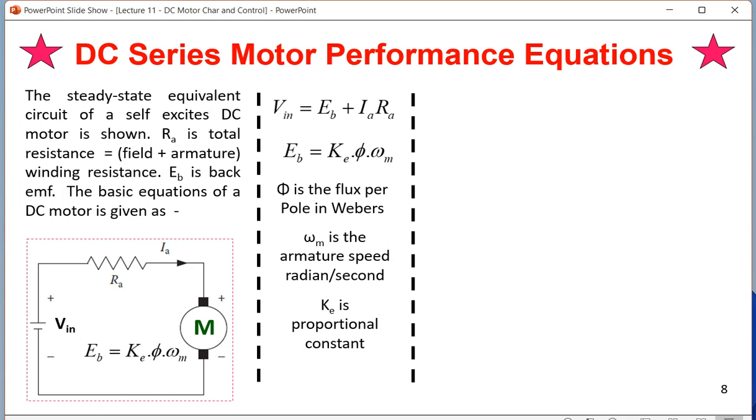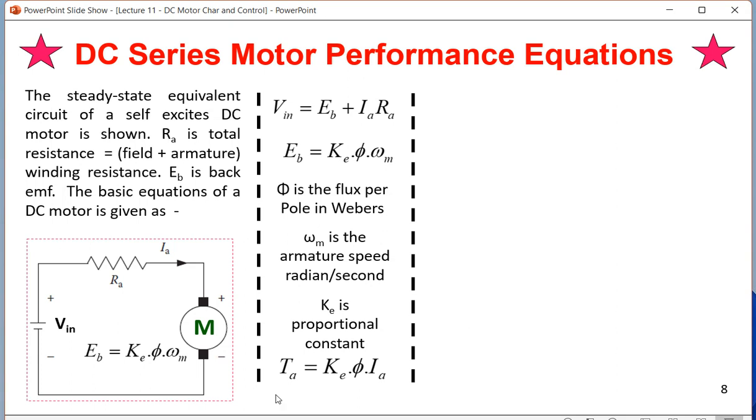So phi is the flux per pole in Webers. You can control this flux per pole by controlling the field current, and omega m is the armature speed in radians per second. Sometimes it is called N. N is just speed in RPM, while omega m is in radians per second. K is a proportional constant.